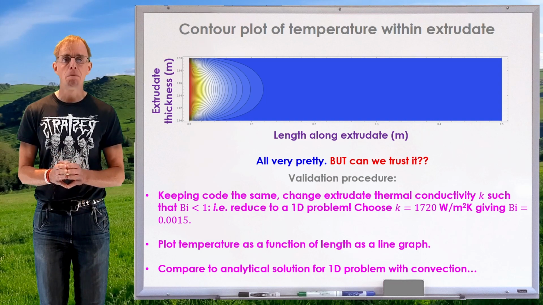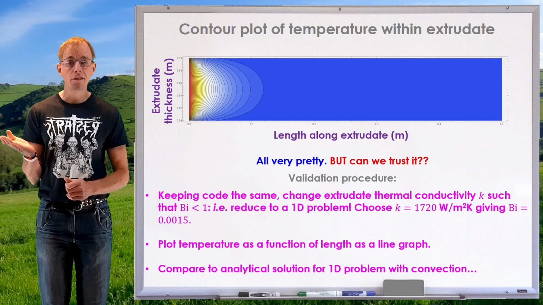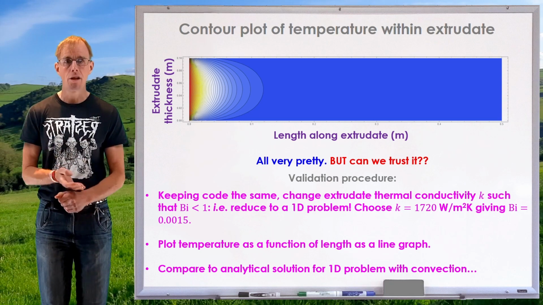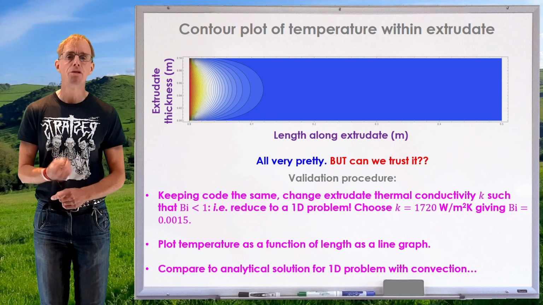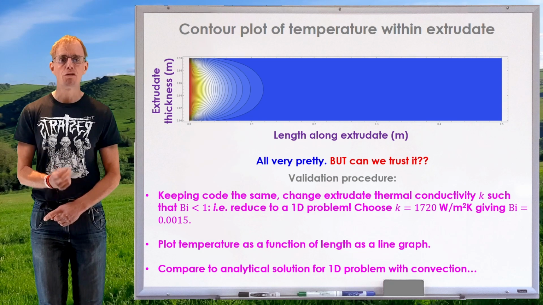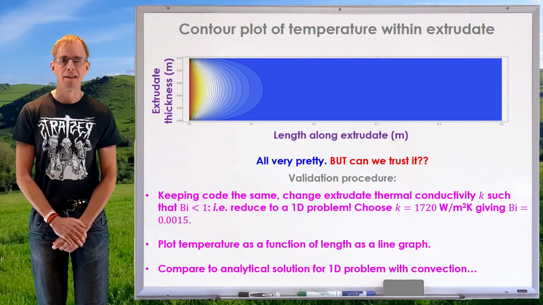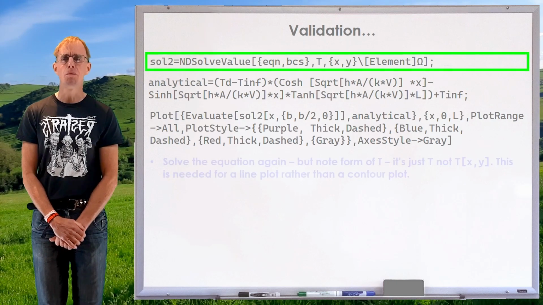I'm then going to plot the temperature profile as a function of length at different sections of thickness of the extrudate. They should all be the same. And then I'm going to compare those answers to the analytical solution for one-dimensional heat transfer that we looked at in the last lesson. So the Mathematica code required to do that is on the board now.